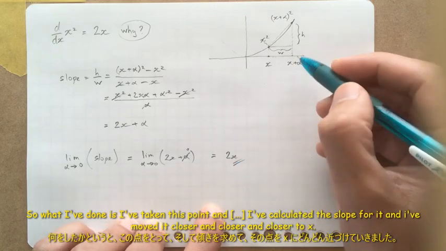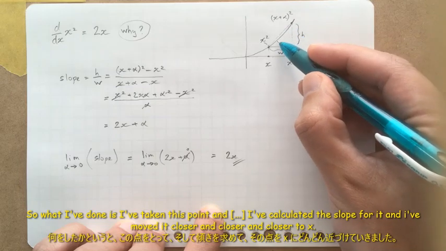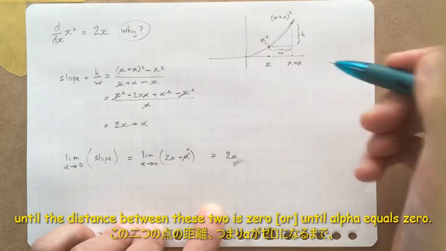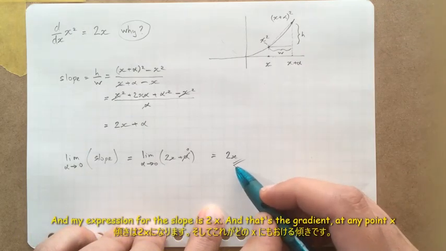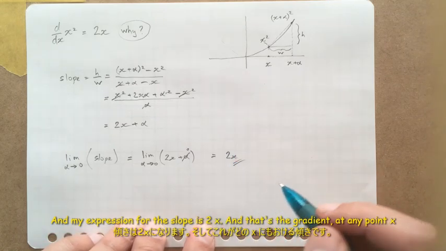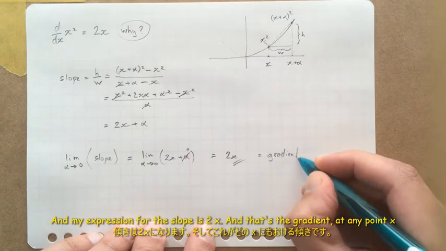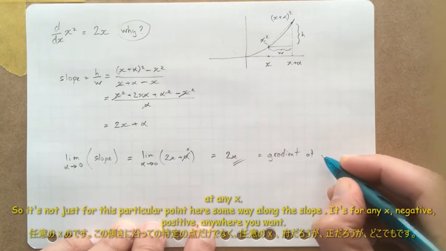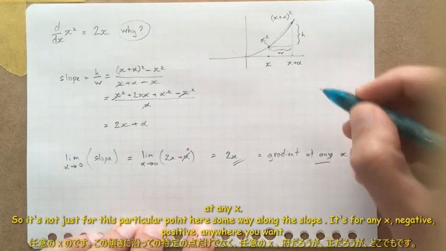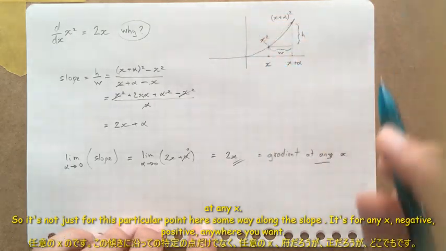So what I've done is, I've taken this point and I've calculated the slope for it, and I've moved it closer and closer and closer to x until the distance between these two is 0, until alpha equals 0. And my expression for the slope is 2x, and that's the gradient at any point x. At any x. So it's not just for this particular point here some way along the slope. It's for any x, negative, positive, anywhere you want.